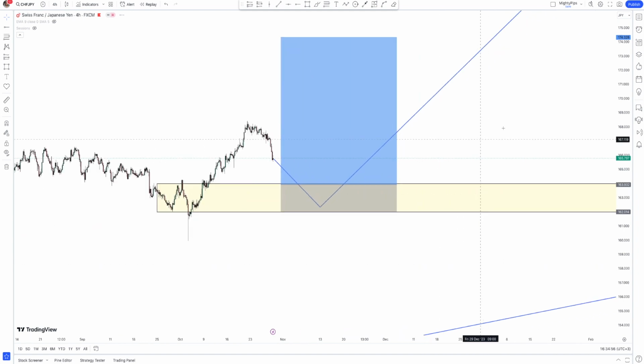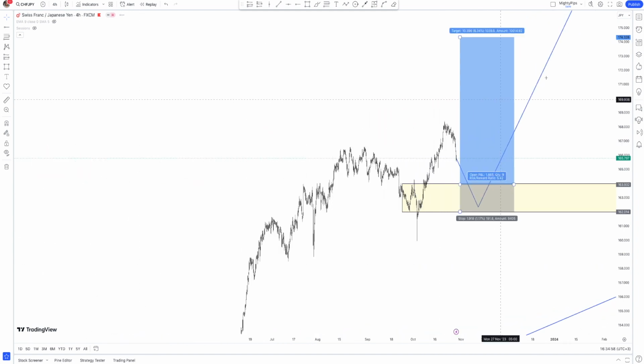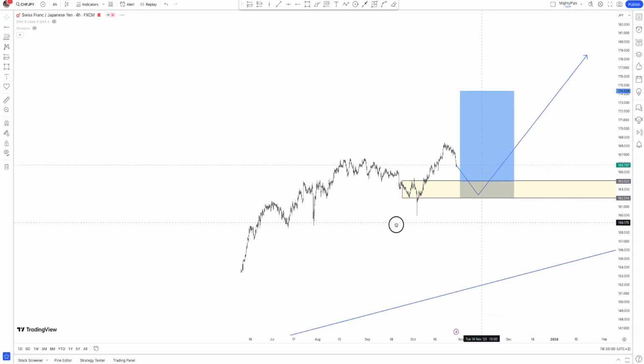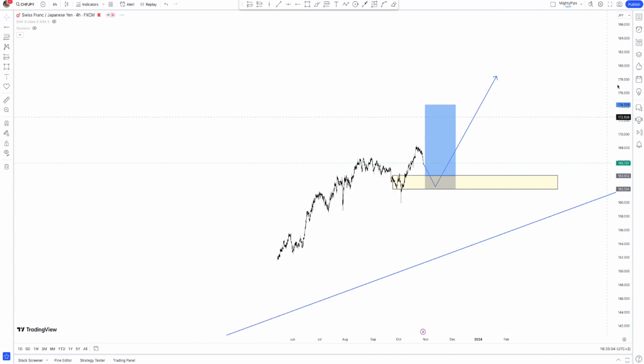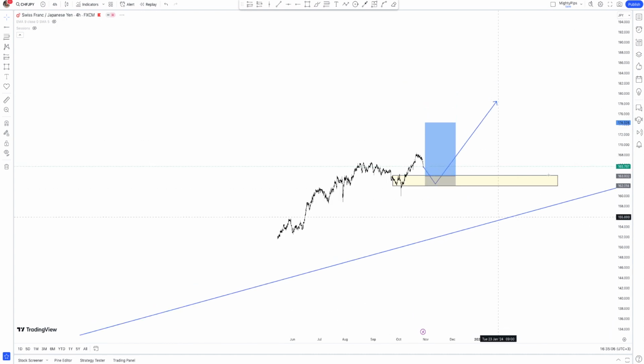So without taking any longer, guys, hope you can take value from this. Do your own analysis. You can use this as a yardstick to look at your own analysis.